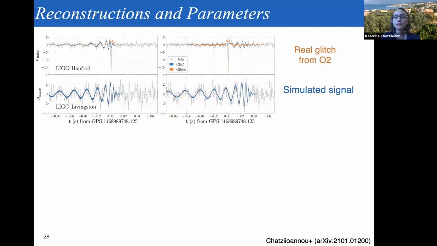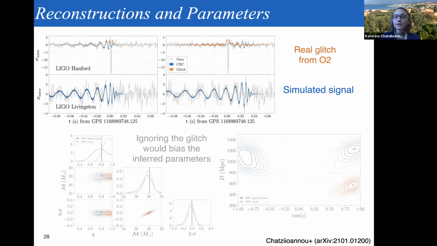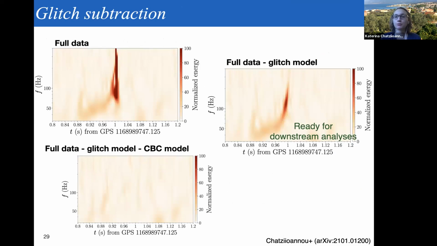If a binary black hole happens at the same time as a blip glitch, in the two examples showing at the plot here, you can separate them, the orange and the blue, and extract the parameters. And of course, you can subtract it from the data.